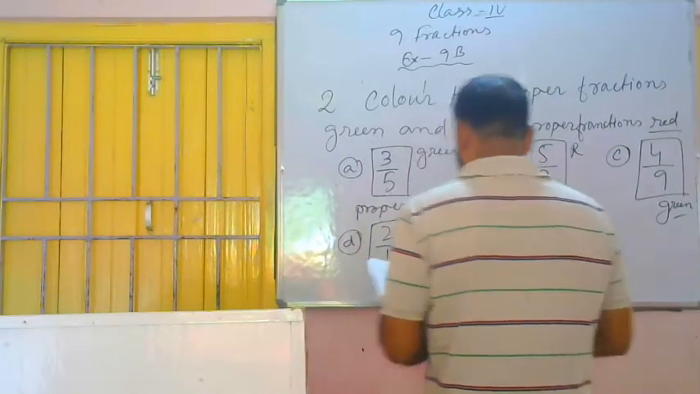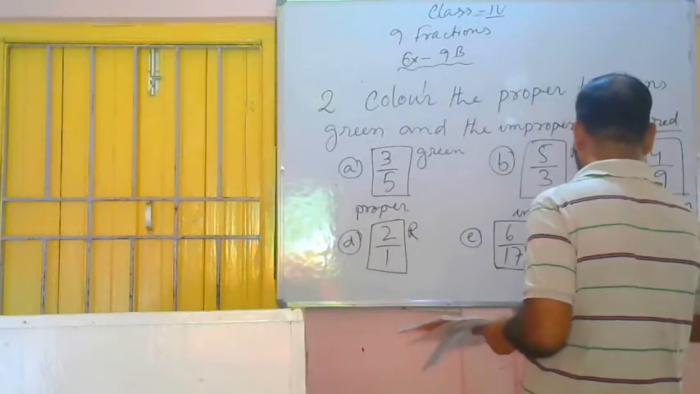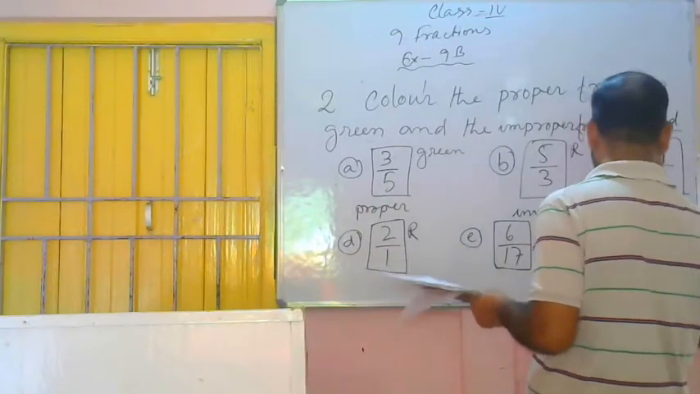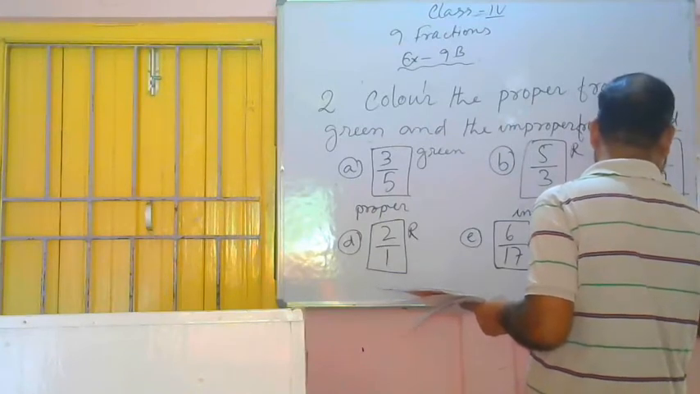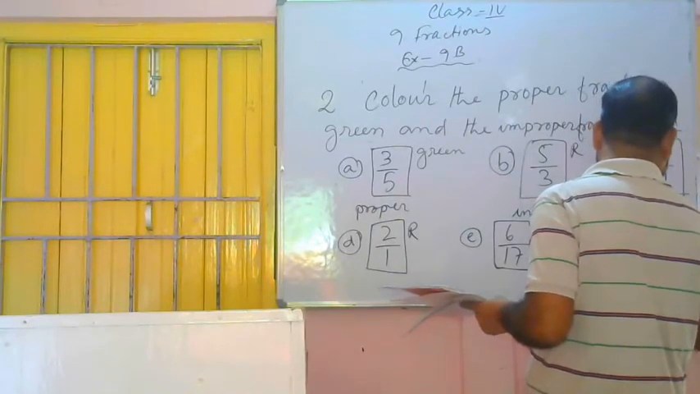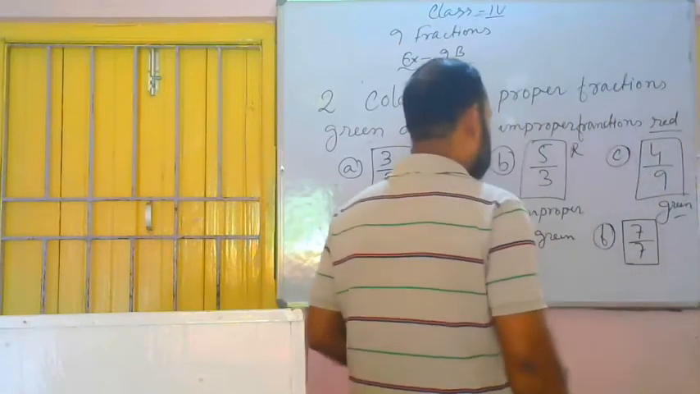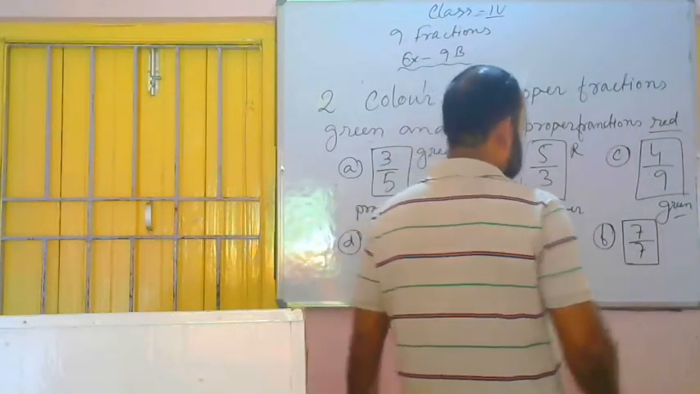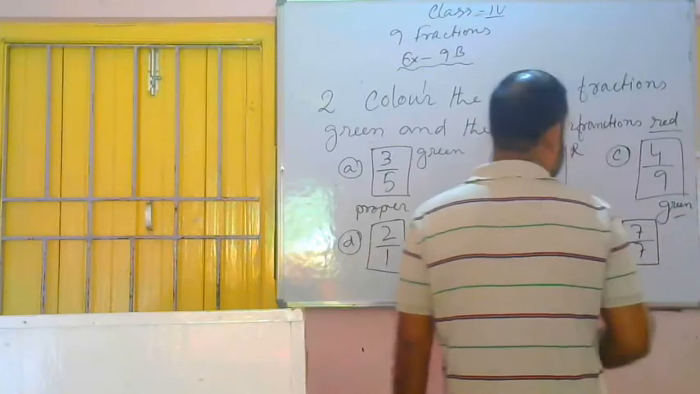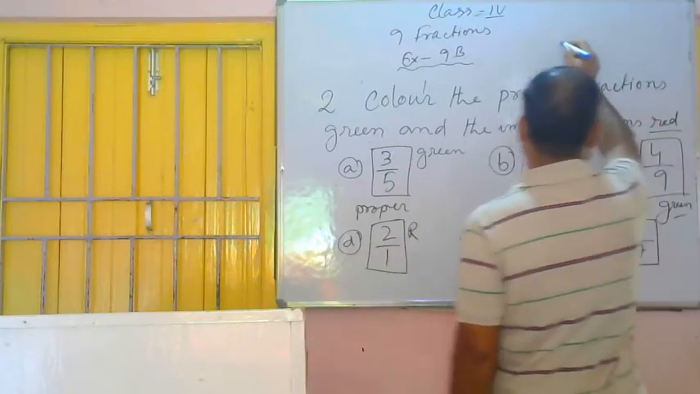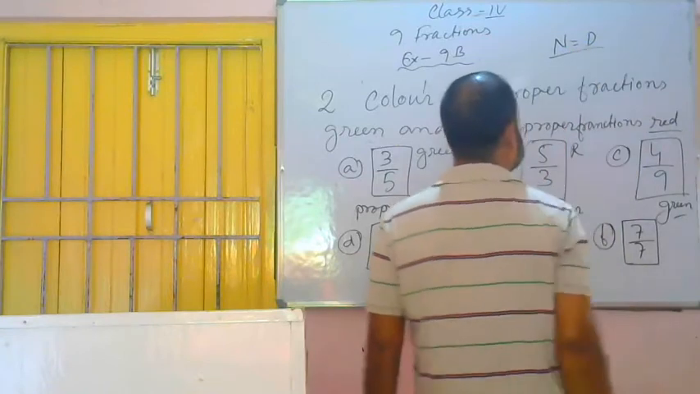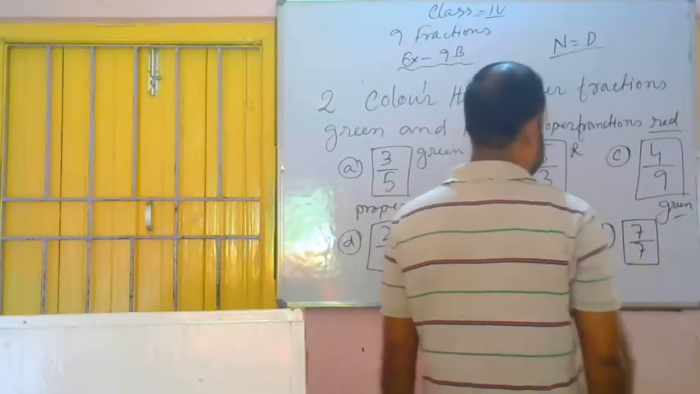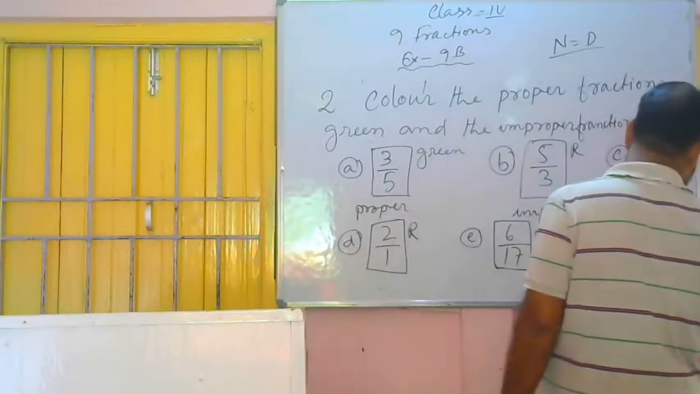Next, question number F, 7 by 7. Both numerator and denominator are the same. That means it is an improper fraction. If we get numerator equal to denominator, then it is an improper fraction. So you have to color it red.